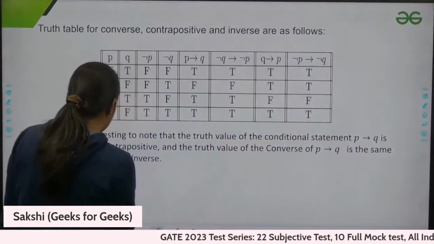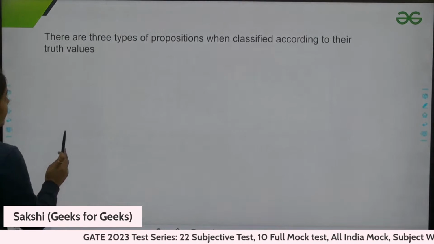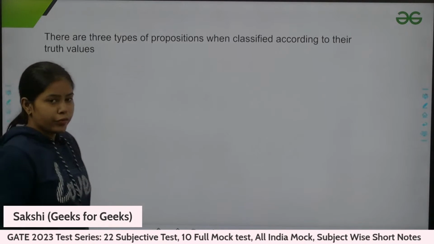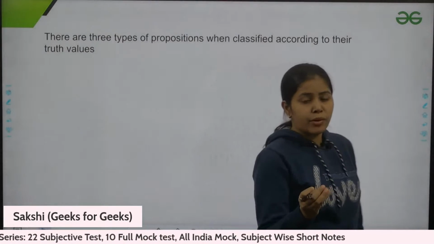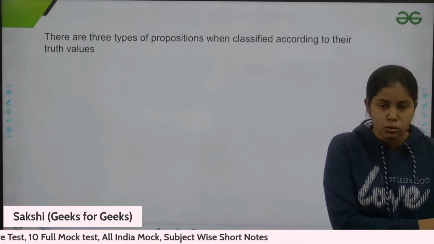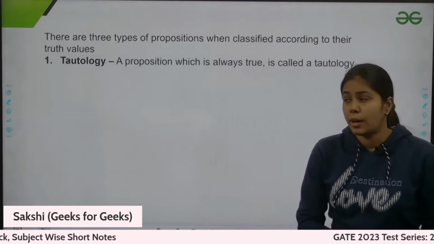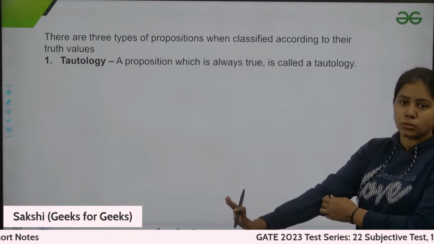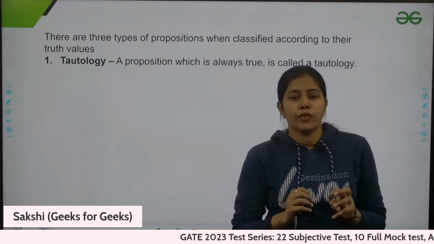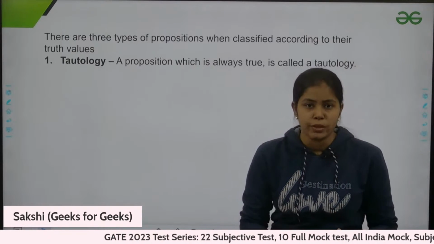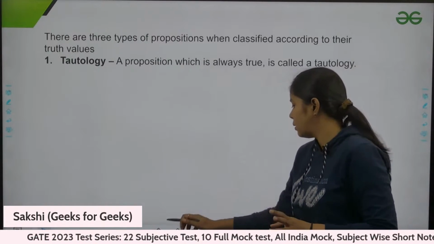So let's see further. Okay, now we have divided propositions into three types. And what are those three types? Let's see. First is tautology. A proposition which is always true is called a tautology. So if we have a proposition which will always be true, then I'll call it a tautology.